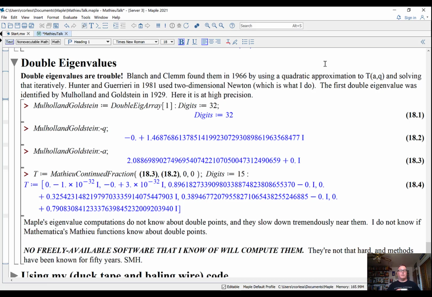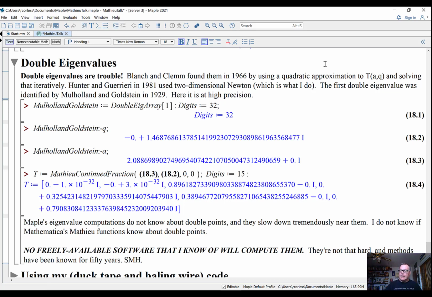Perfectly effective technology. Later, Hunter and Guerrieri, 1981, used what I think is probably a more effective method. You use two-dimensional Newton. So you're not solving for just A, you're also solving for Q. So you have two equations, T equals 0 and dT/dA equals 0, and you have two free variables, the value of Q and the value of A. So given good enough approximations for both of those things, you can go ahead and find highly accurate approximations for the double points.